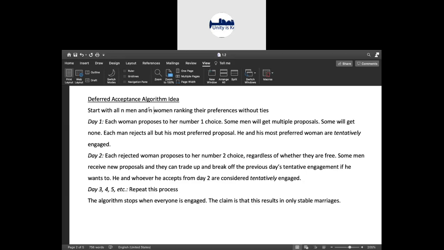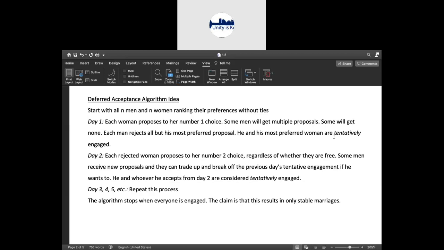So those men who get multiple proposals are going to reject everyone except their most preferred person. The matchmaker has this list of the people that the man prefers, completely ranked without any ties. So they're going to have that man reject all but his most preferred proposal. And then at the end of day one, he and his most preferred proposal are considered tentatively engaged. So every woman proposes, men accept their favorite proposal, and then he and that woman are tentatively engaged.